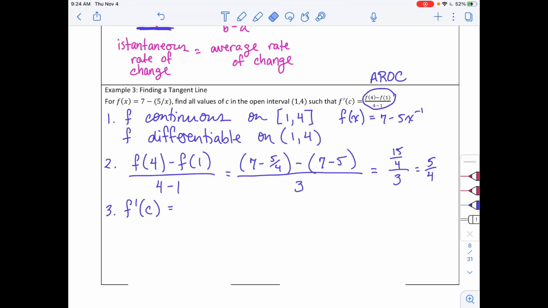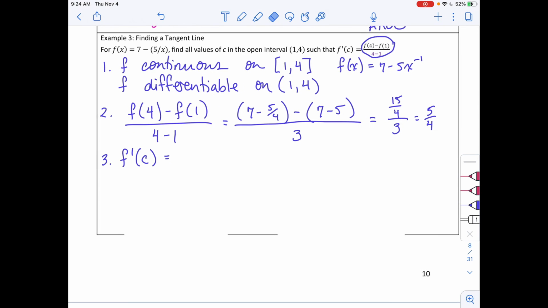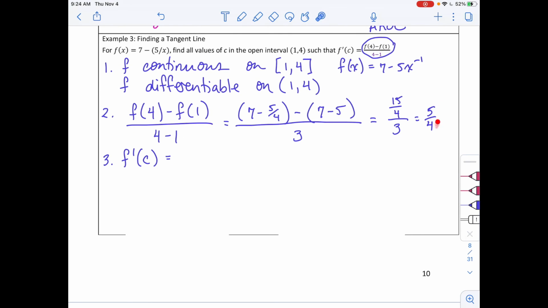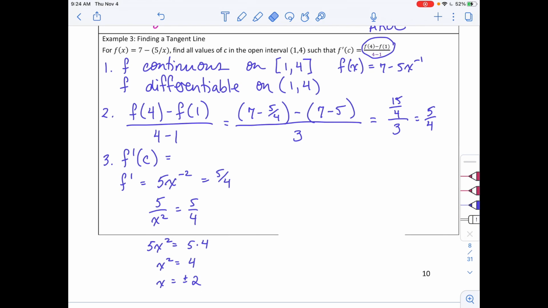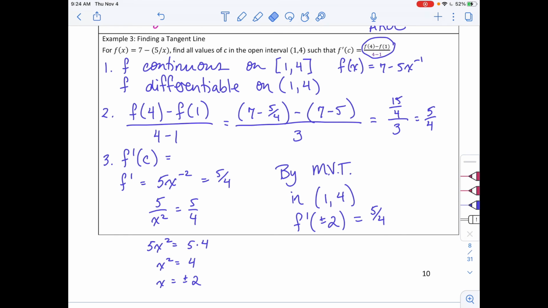So now you're going to differentiate and find f prime of c, and then you're going to set that equal to 5 over 4. So now go ahead, set that equal to 5 over 4. All right, so here we have 2 answers, right? So x is equal to plus or minus 2, all right? Which means then by the MVT on that interval, f prime of plus or minus 2 is equal to 5 over 4, meaning that when x is both positive and -2, the instantaneous rate of change is equal to the average rate of change over that interval.